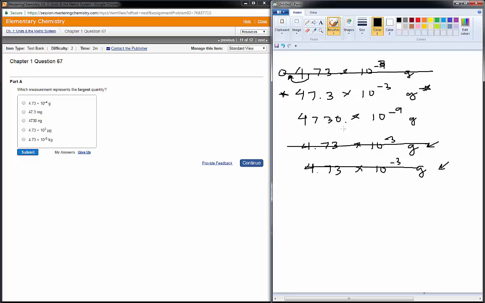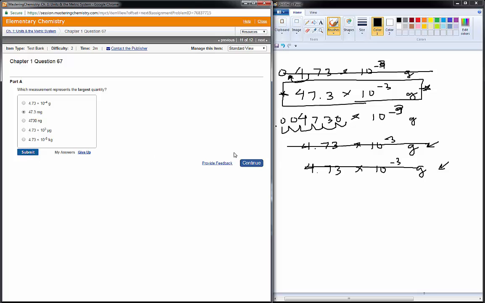And 4730 times 10 to the negative 9th, if I want to move that to 10 to the negative 3rd, I have to move this over 1, 2, 3, 4, 5, 6. So that's going to be 0.004730 times 10 to the negative 3 grams. And this is still the biggest one. So 47.3 times 10 to the negative 3rd, or 47.3 milligrams, is the largest.